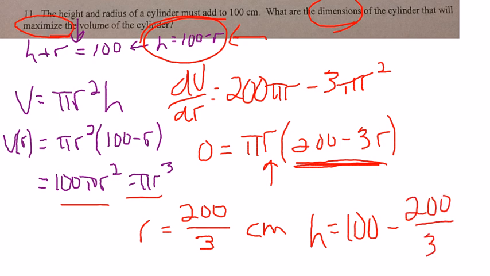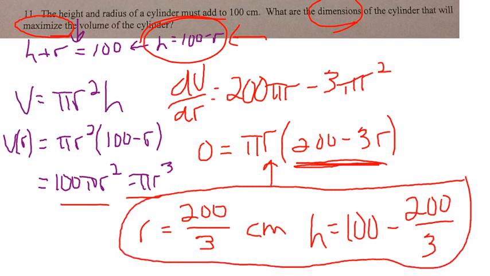If the question asked us to justify that it was a maximum, I think we can assume safely that since this 200 over 3 is between my domain of 0 and 100 for r, right? That's the domain of 0 and 100. It's not going to be smaller than 0. It's not going to be bigger than 100. Since 200 over 3 is in between, I think we can safely assume that it's a maximum.